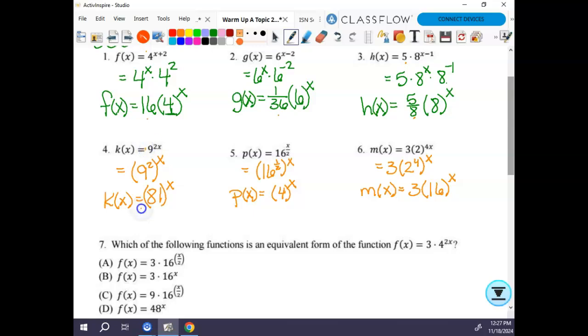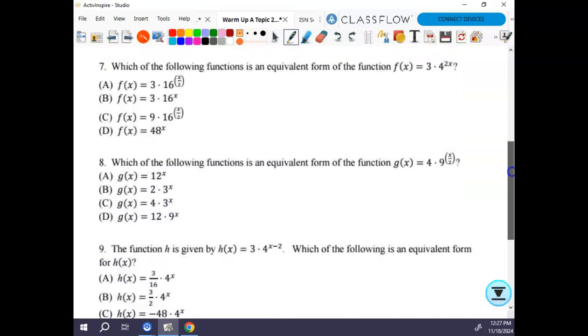There's nothing in front. There's nothing in front. Nothing in front. Or 3 was here, 3 still here. Instead, it's changing the b value. So the addition and subtraction changes the a value. The multiplication and division changes the b value, right? And even if you don't make that connection, as long as you don't make up math when you're doing things, you'll be fine. All right, so let's look at number 7.